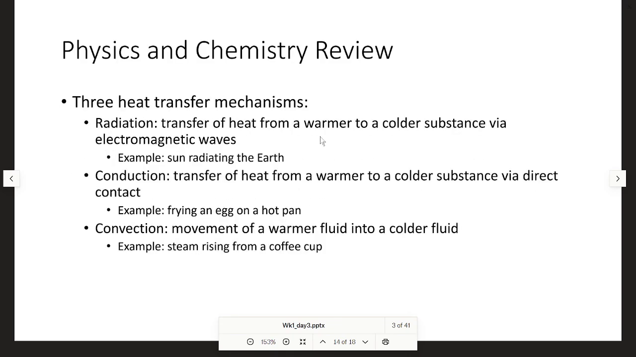Okay, three heat transfer mechanisms. First, radiation. This is the transfer of heat from a warmer to a colder substance via electromagnetic waves. A very easy example is the sun. That's the main radiation creator in our world, personally. Probably not in the universe. There's probably much bigger and warmer ones.